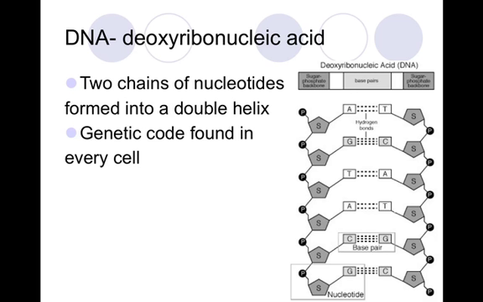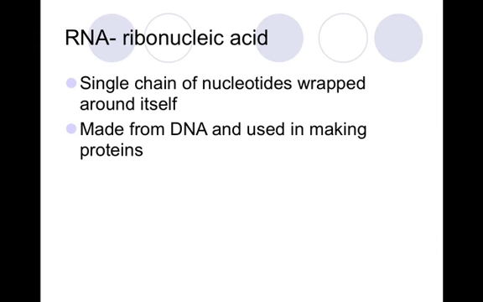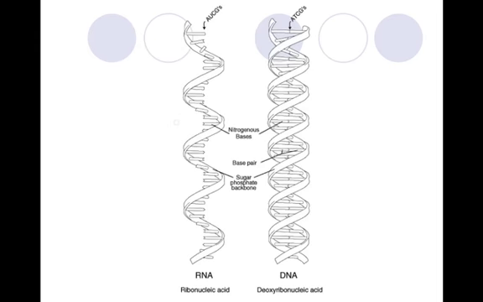Examples of nucleic acids are DNA. We have 2 chains of nucleotides formed by a double helix. This gives us our genetic code found in every cell. Another type is RNA. It's a single chain of nucleotides wrapped around itself, and it's made from DNA. It gives the instructions for making protein. You can remember that from our dinner that we did. Here are examples of your RNA and your DNA. One is single shape, one is double shape. And the difference is the sugar also. We'll talk a lot more about that later.